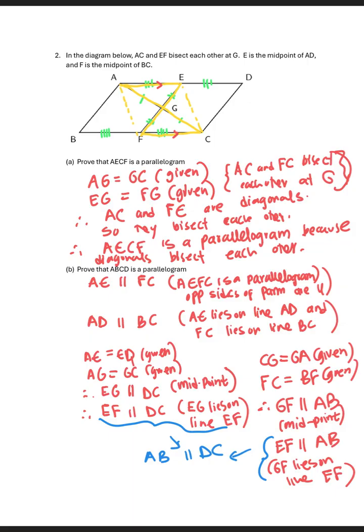Then we have shown, look, in the first part, we have shown that AD is parallel to BC, right? And then in the second part, we have shown that AB is parallel to DC. So therefore, we can make a conclusion that ABCD is a parallelogram.